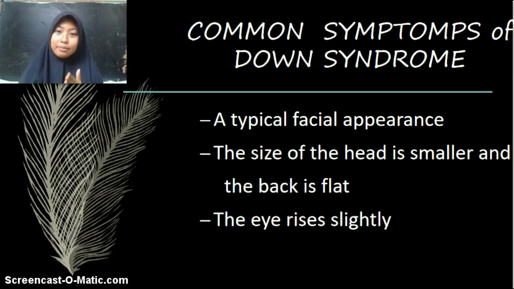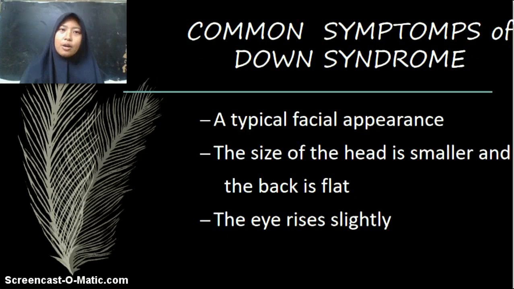And they are common symptoms of Down syndrome. Down syndrome has common symptoms like a typical facial appearance. A typical facial appearance is, for example, a flat nose bone and small ears. And then the size of the head is smaller and the back is flat. And then the eyes rise upward, often with a fold of skin coming out of the upper eyelid and covering the inner corner of the eye.